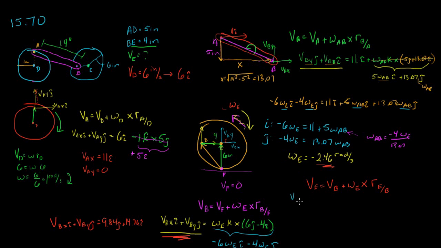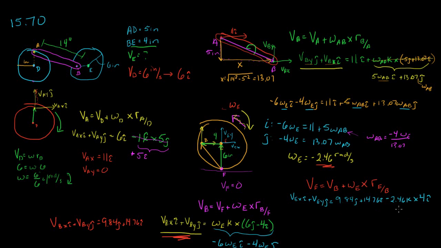So when we do this, we have VE x i plus VE y j is equal to this velocity of B. We know it's 9.84j plus 14.76i plus this omega E, and omega E is minus 2.46, so minus 2.46k crossed with this position vector r of E with respect to B. We know we're going to be going over 4i. Okay, so now we can solve this equation.